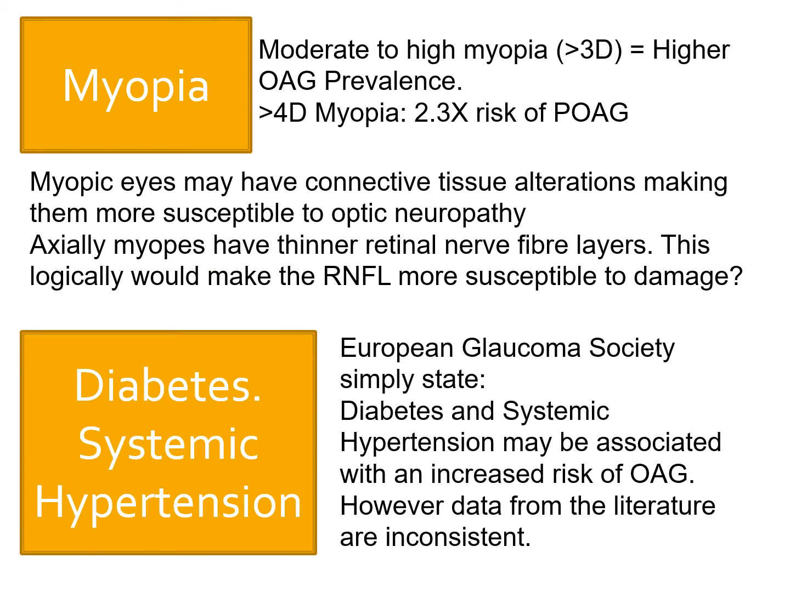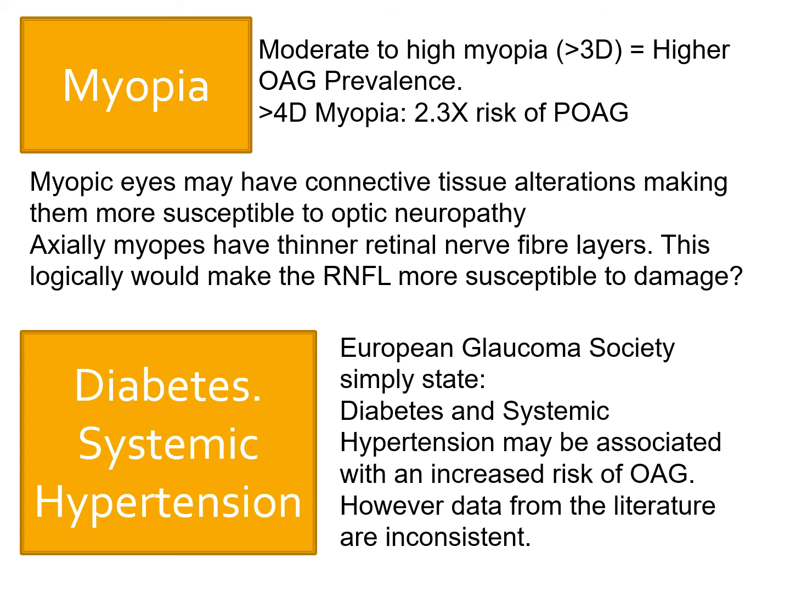So more of these risk factors though: myopia, moderate to high myopia, greater than 3 diopters, there's a very much higher prevalence of OAG. So myopic eyes, well, they may have connective tissue alterations, making them more susceptible to optic neuropathy anyway. But frankly, from my point of view, they're stretched eyes anyway, aren't they? The whole retinal nerve fiber layer is under a lot of stress there anyway. So I would argue that they're probably just more susceptible to damage anyway.